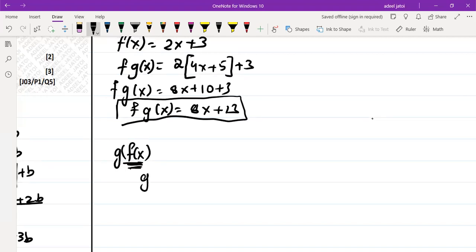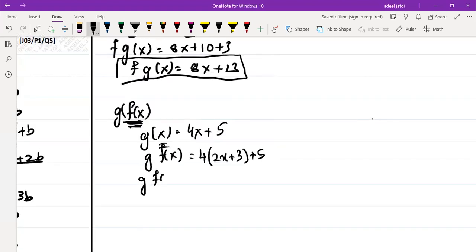So let's just write g(x) first, which was 4x plus 5. And now since I need to substitute f(x), so 4 times (2x plus 3) plus 5. Can I say g(f(x)) is equal to 8x plus 12 plus 5? Do you agree to this? 8x plus what? 17. So this is g(f(x)).